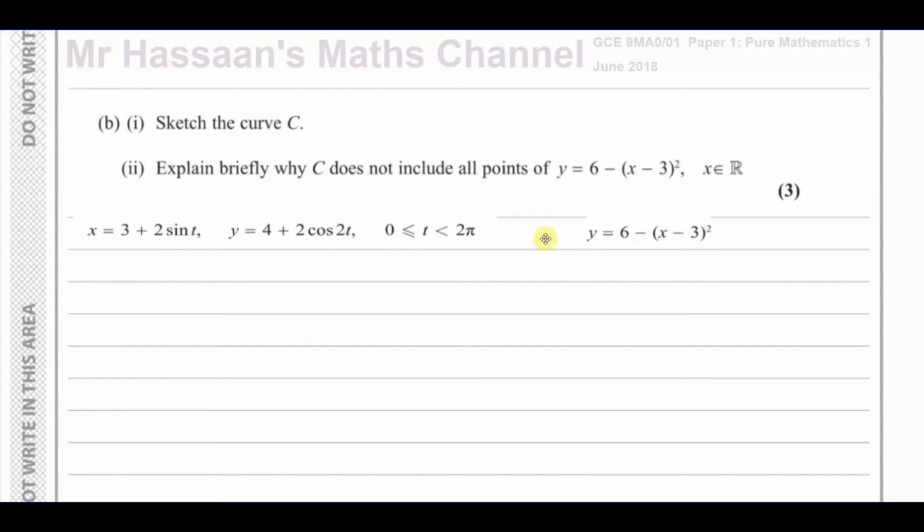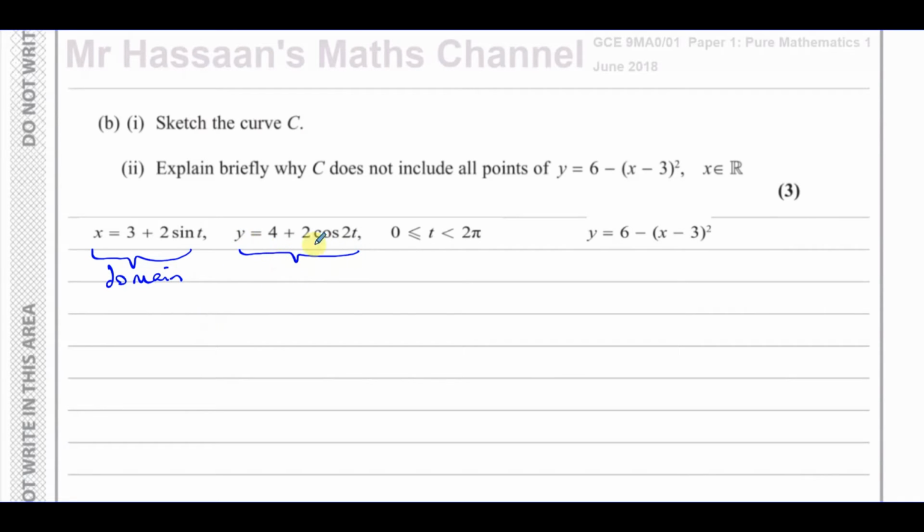So in this particular paper, they did give us some indication, and they gave us a clue why we can't include all the points of this curve as we would, okay, if it was not formed from this parametric form. So what we should understand is that the x part of the parametric equation is basically the domain of the Cartesian equation. And the y part of this parametric equation is the range of the Cartesian equation.